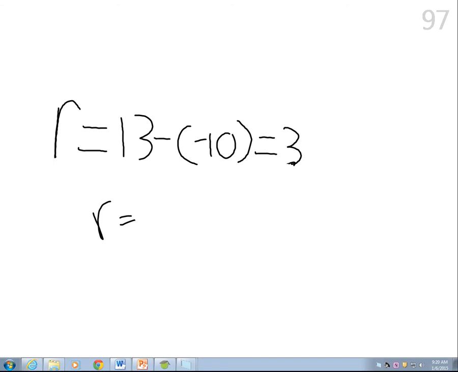Integers, yes. But just check it. So we have 13, negative because of positive. 13 plus 10 is actually going to be 23.